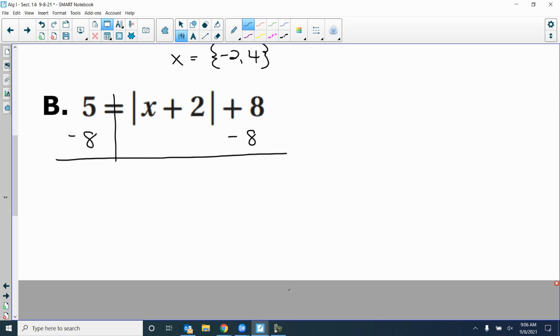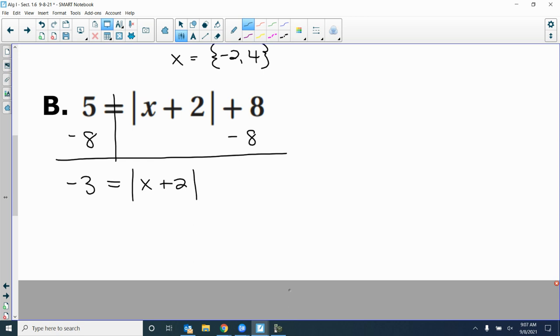What's that give me? Negative 3. Negative 3. And then what goes here? Equals the absolute value of x plus 2. Make sure you say absolute value of x plus 2. All right. Do you agree with that? All right. Now stop. We're done.